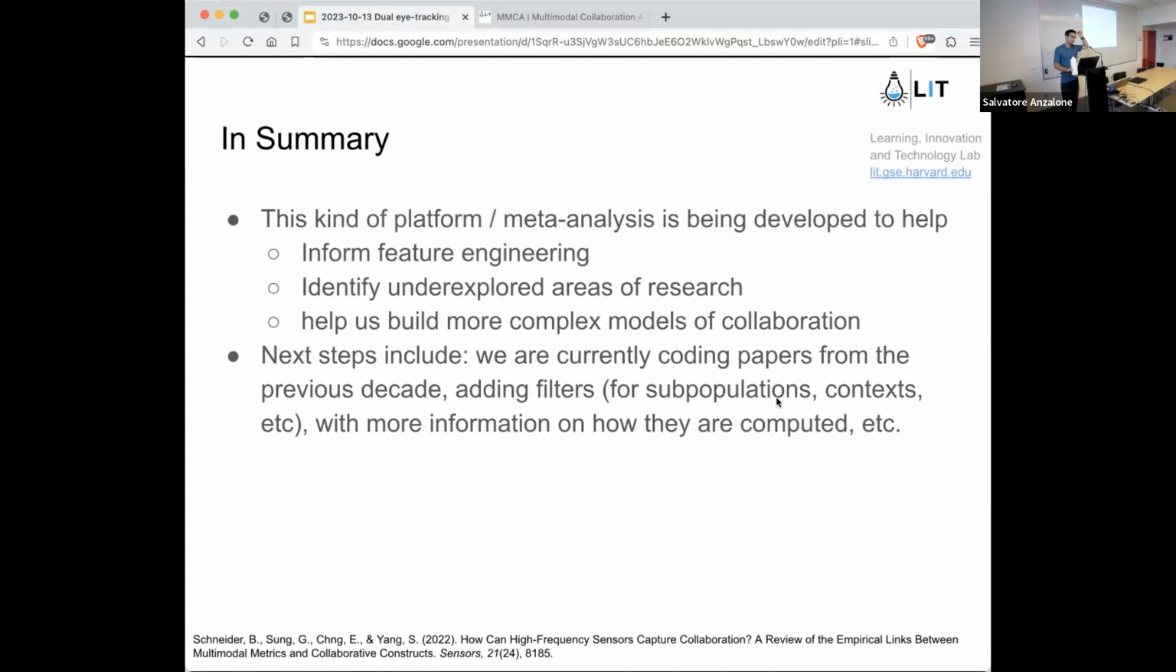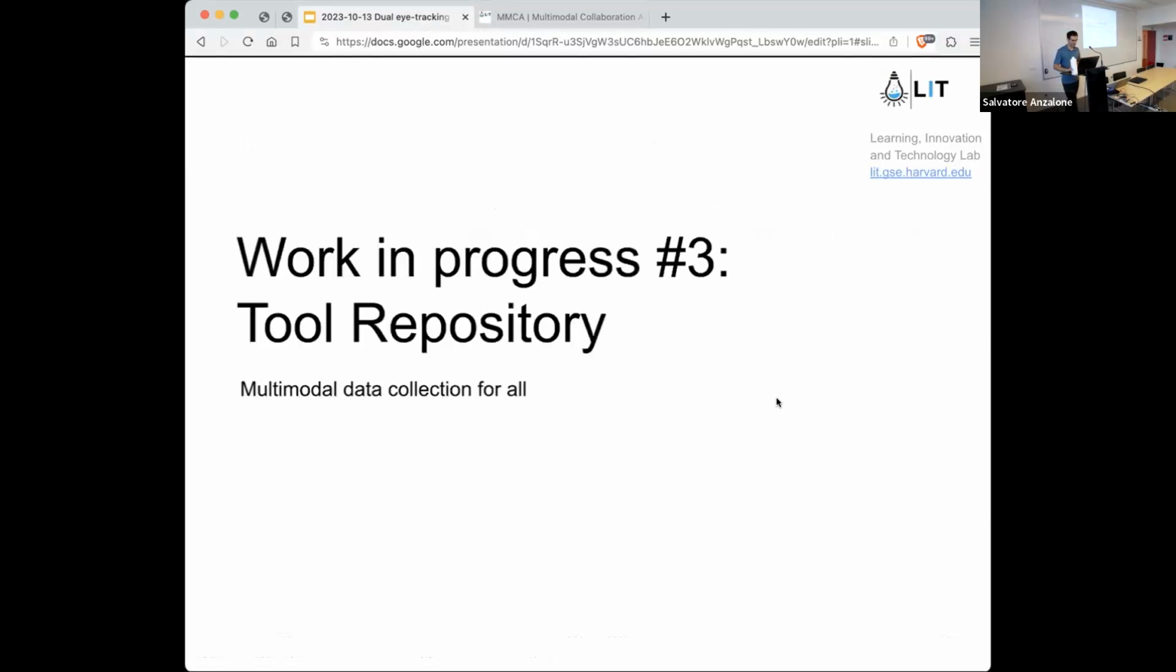So as a next step, we're also improving the visualization so that you can, for example, use filters. If you're interested in children, you can filter the papers that only dealt with children. Or if you're interested in classrooms or open-ended learning environments, you could filter out those results and see how the findings that we have apply to the context that you're interested in.